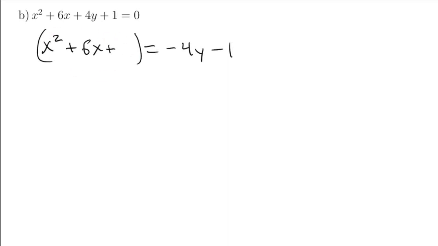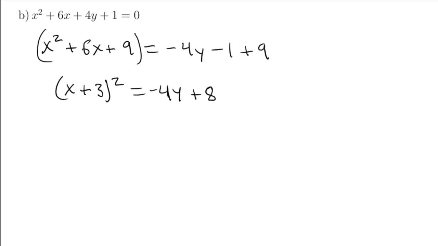And how we figure that out is we look at this coefficient for x, which is 6. We divide that by 2, which gives us 3, and then we square that, which gives us 9. So I can add 9 in here, and then to balance the equation, I need to add 9 to the other side as well, right? Make sure you do that. And now what I can do is actually factor this into (x plus 3) squared equals negative 4y, let's see, minus 1 plus 9, that's plus 8.